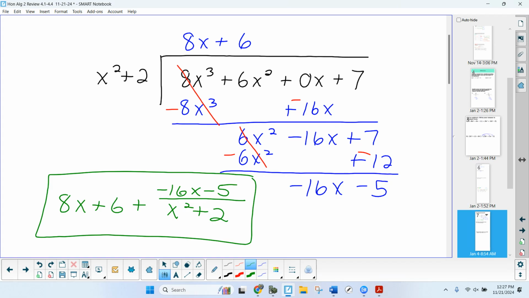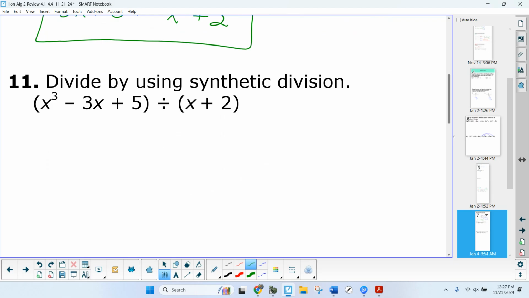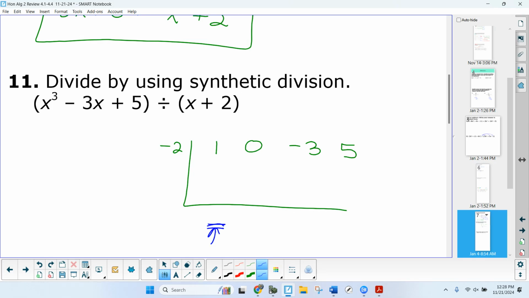Okay. The next problem is divide using synthetic division. Okay, we'll just set it up. What would go on the outside? Negative 2. What would go on the inside? 1, 0, 0. Now, guys, when you get your answer, how many x's would your answer be? x squared, because you started with x to the third. Okay, is everybody good with synthetic division?